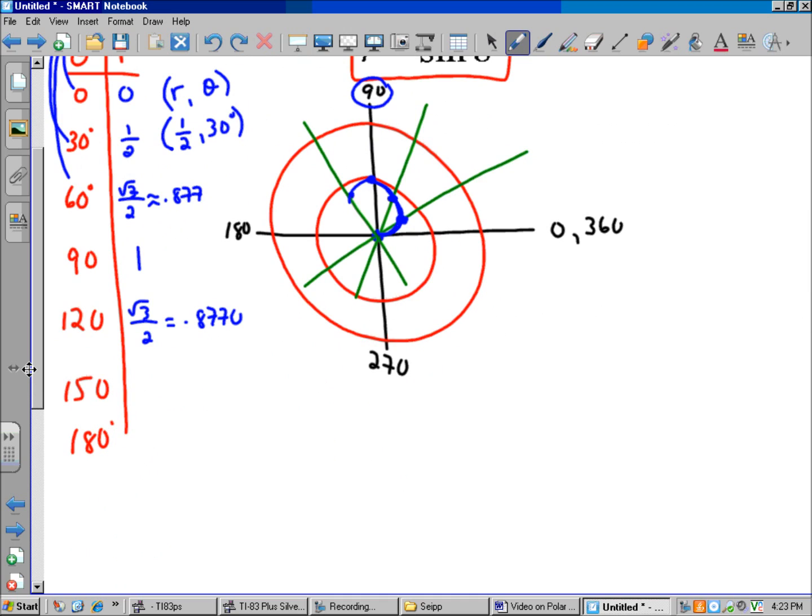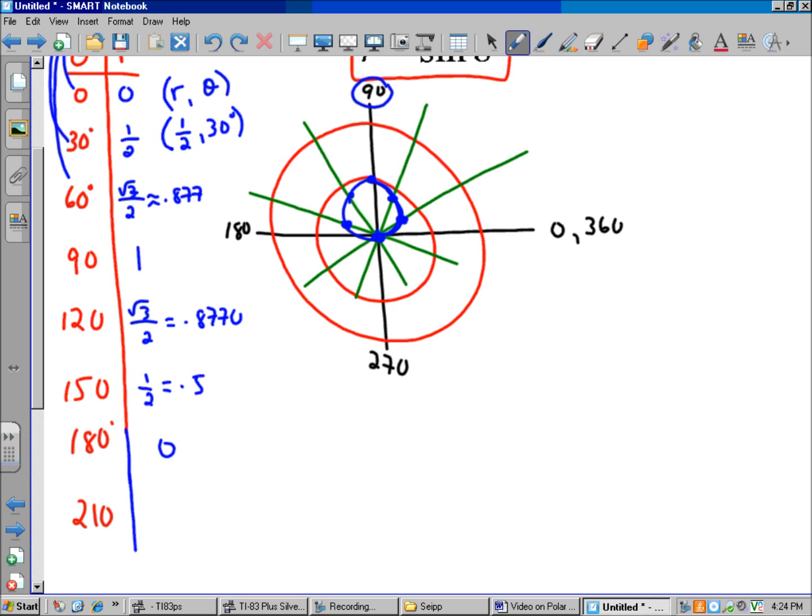150 degrees, the sine of 150 degrees is 1/2. It's a 30-degree reference angle in quadrant 2. So here's my 150-degree line, and I'm out 1/2 a unit. So I'm there, and then 180 degrees, the sine of 180 degrees is 0. So I'm back where I started. Can we keep going? What's 210 degrees? We don't have to keep going because we're done, but watch, what's 210 degrees?